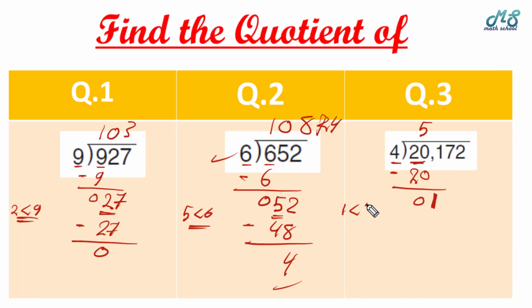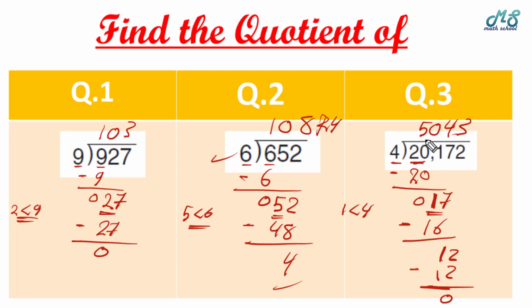1 is less than 4. Don't forget. So write 0 in the quotient. Bring down the next digit, which is 7. Now, 17 divided by 4 equals 4. Why, mister? Because 4 times 4 equals 16. The closest number to 17. Draw a line and subtract. 17 minus 16 equals what? Equals 1, mister. Bring down the last digit, which is 2. It will be 12. 12 divided by 4 equals 3. 3 times 4 equals 12. Draw a line and subtract, it will be 0. Now the quotient, guys, is 5043.